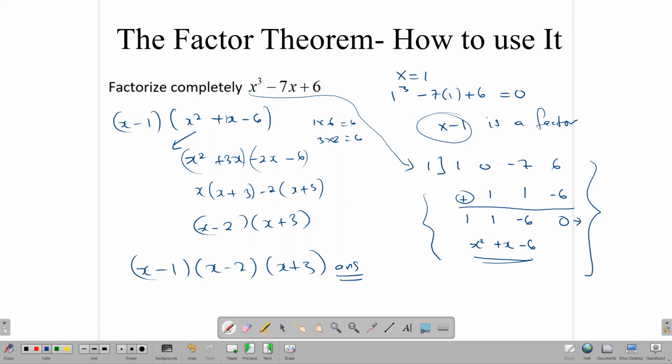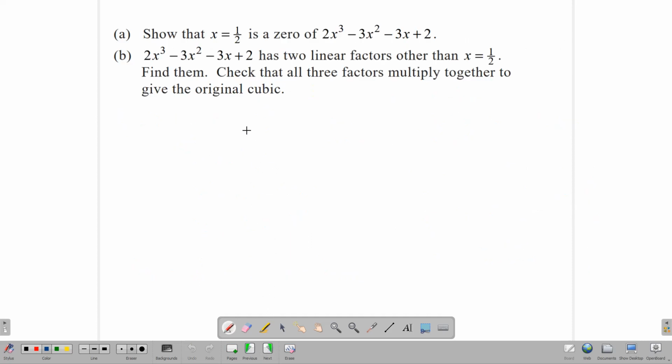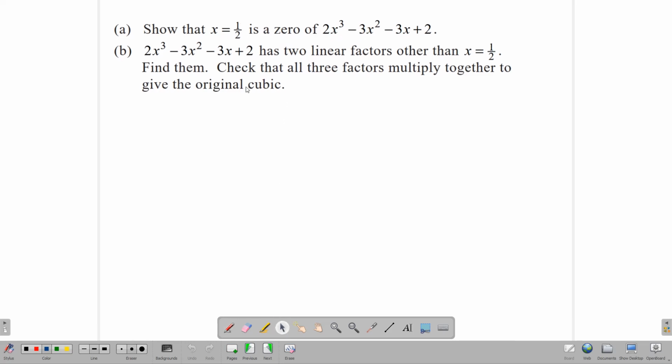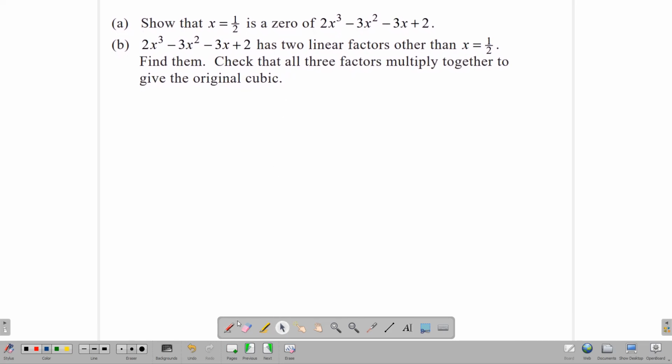Let's try it again. Here we have a second question that says, show that x equal a half is a 0 of this cubic. A 0 also means that it's a root. Let's remember that. So let's show that x equal a half is a root. And what we need to do then is, let's call this polynomial p of x. And what we're going to do is find p of a half by substituting a half into this.